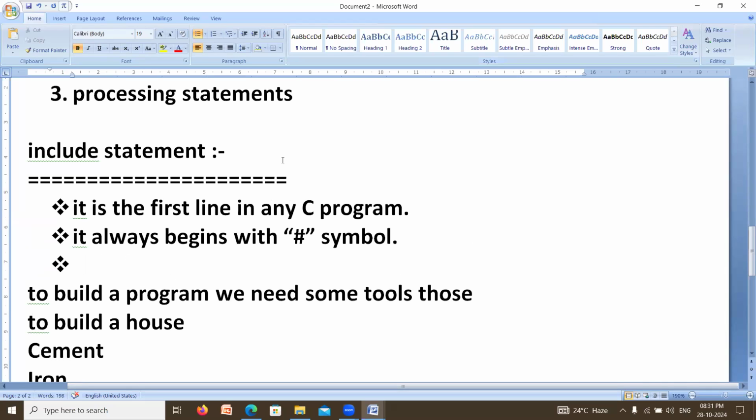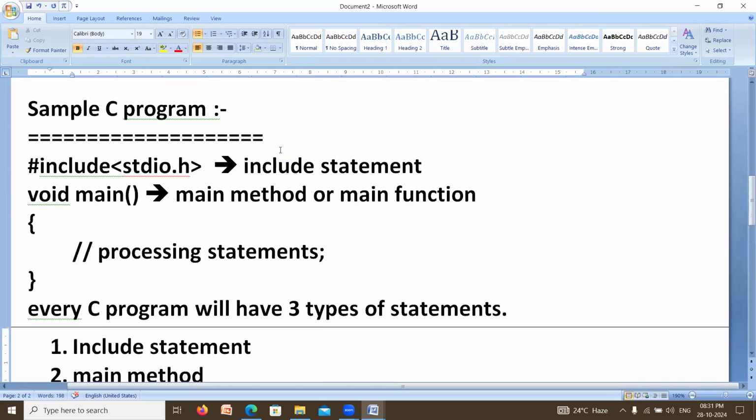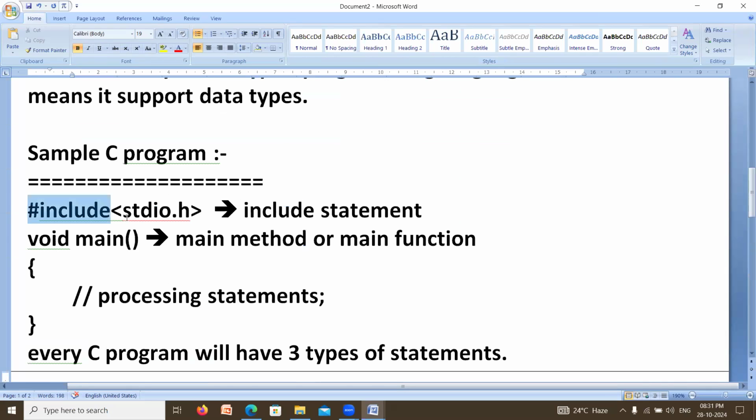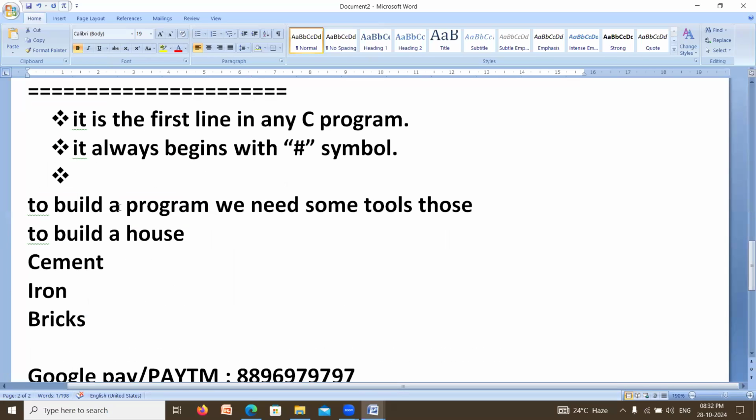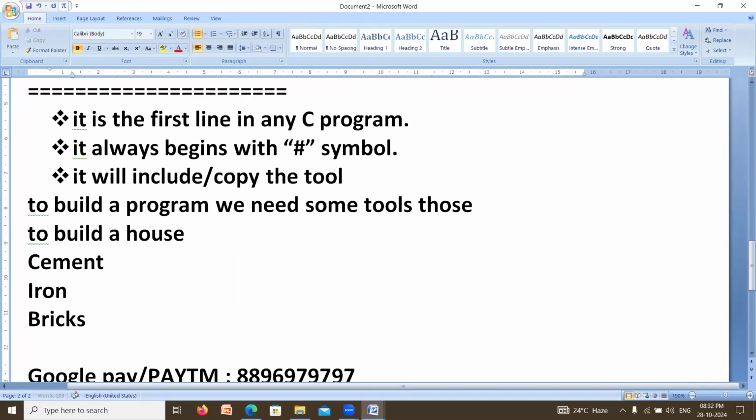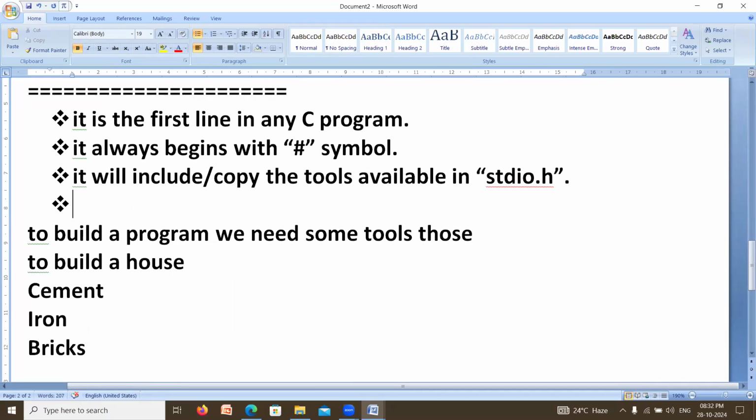Why do we need to write that line of code? Whenever you write this line of code, the tools available in this header file will be copied into your program so that you can use them very easily. So what it will do? It will include or copy the tools available in stdio.h. In this file, we have some tools. Those tools will be copied into your program.